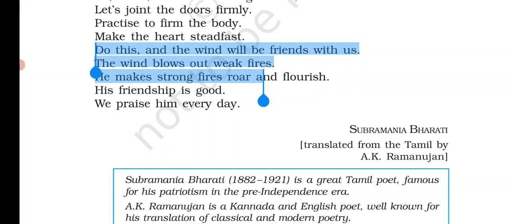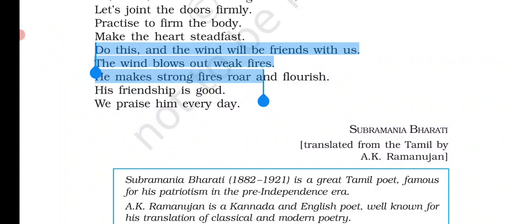So in preparation we should build strong homes, and that's how you can prepare yourself. You can close the doors of your house firmly, so that the wind cannot destroy the things that are kept inside, especially the books, like mentioned in the first stanza. And then he says that we should also make our bodies strong and our hearts firm. Steadfast means firm, right? So that we can face all the obstacles and challenges in our life.